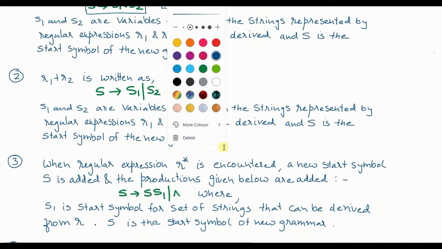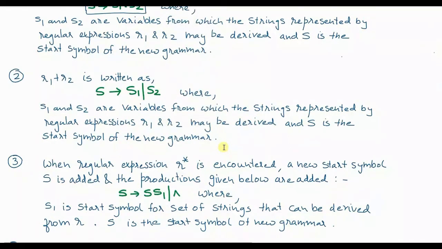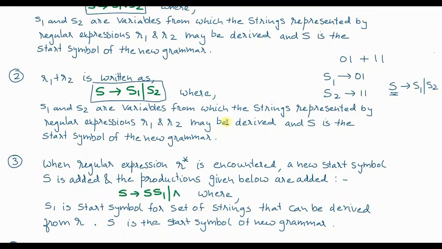For example, now I will take another example. Suppose I want to represent 0 1 or 1 1. This is a regular expression. So I can say S1 gives 0 1 is one production, then S2 gives 1 1 is the second production, and finally S gives S1 or S2. That means from the start symbol S, you can get either string 0 1 or string 1 1. That is the actual meaning of this production for R1 plus R2.